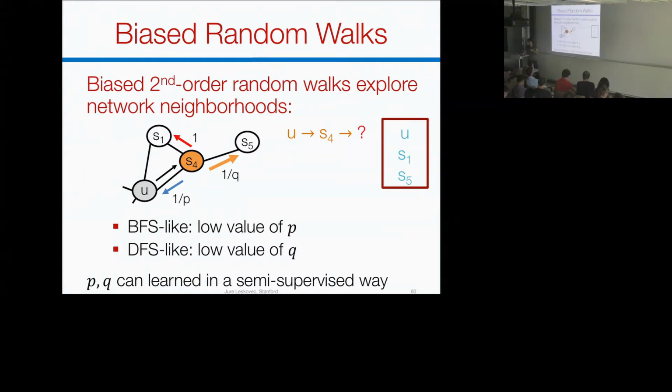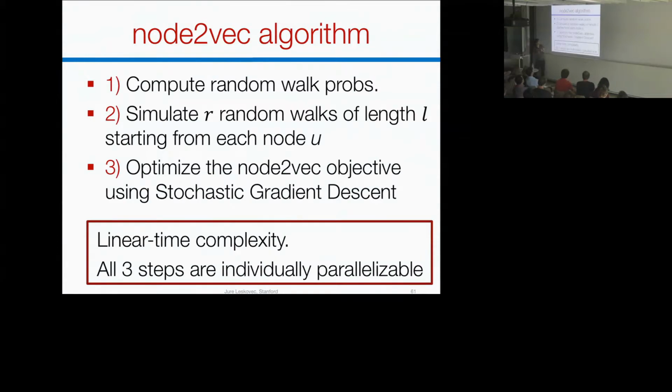So how will the method work? First I will compute this transition matrix based on what I just told you, and I will compute these random walk transition probabilities, right? Then I will simulate R random walks of length L starting from each node U, right?